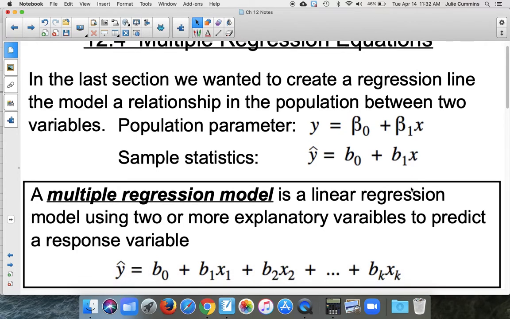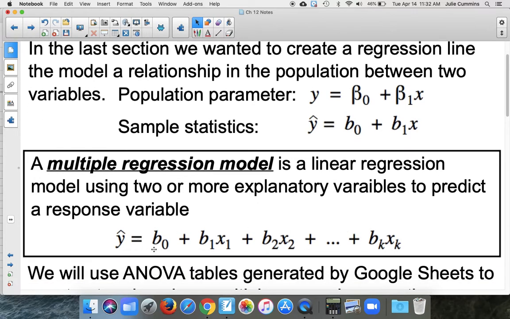Now, we can expand that idea into a multiple regression model. So it's still a linear regression using two or more explanatory variables. Okay, so it's still the y hat, and you'll see you have your intercept, and then b1 x1, whatever your first variable is, b2 x2, whatever your second, and you can have as many as you want.